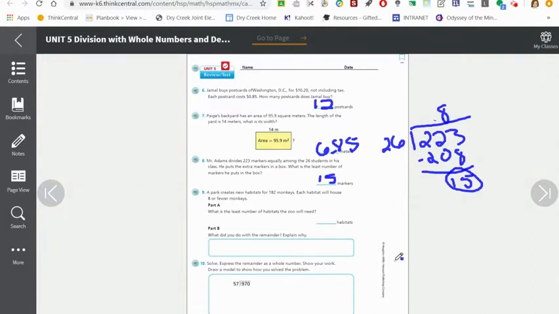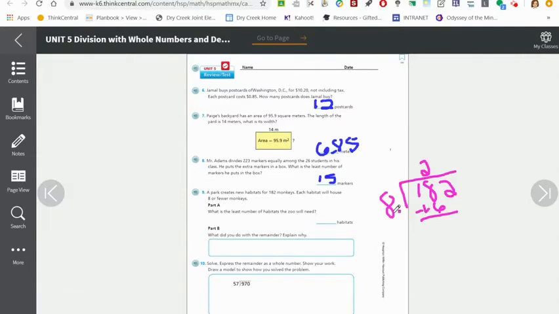All right, let's look at question number 9. A park creates new habitats for 182 monkeys. Each habitat will house 8 or fewer monkeys. What's the least number of habitats a zoo needs? So I know that they have 182 monkeys. Each habitat will house 8 or fewer. So I know this one's also division, and I'm going to go ahead and divide this one.